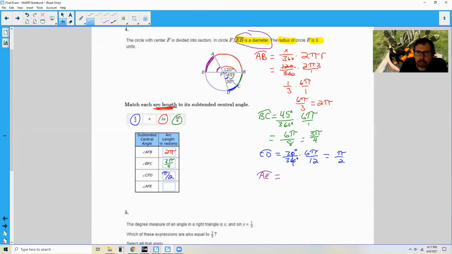EB is a diameter. That's a straight line. This is a semicircle, 180 degrees. If this is 120, this has to be 60. So it's going to be 60 over 360 times 6 pi. This reduces. 6 over 36 reduces to over 6. So this will cancel and put a 6 down below. And 6 over 6 reduces to 1, and we get pi. And that was this choice right here.